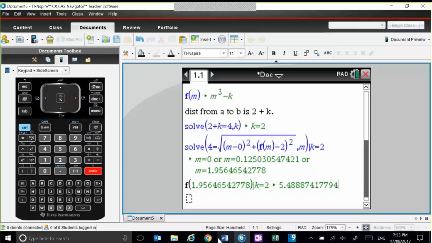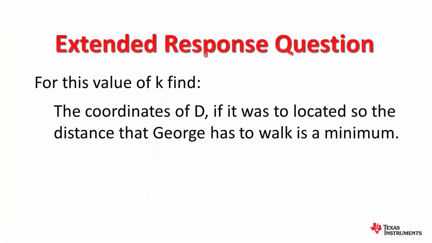Now we'll go back to the question. For this value of k, find the coordinates of D if it was to be located so the distance that George has to walk is a minimum. So now what the question is saying is he doesn't want to travel as far as he needs to, so he wants to minimise how far he needs to travel, and so D has to be relocated. So now we're looking at the minimum possible distance.